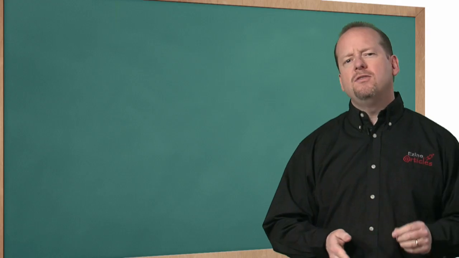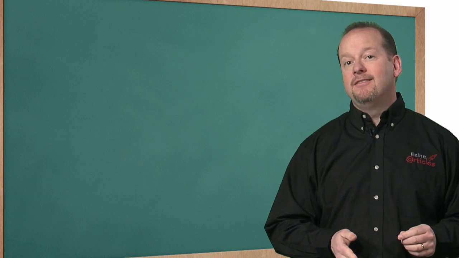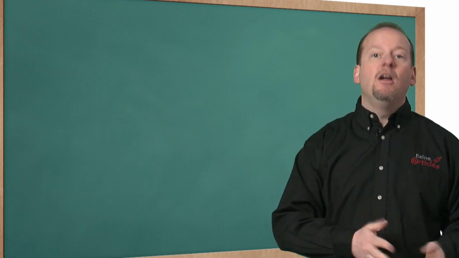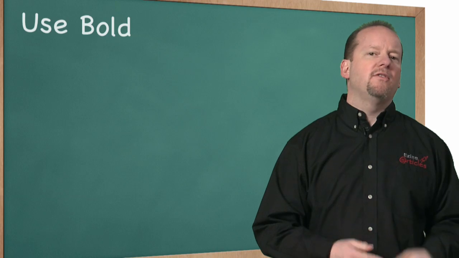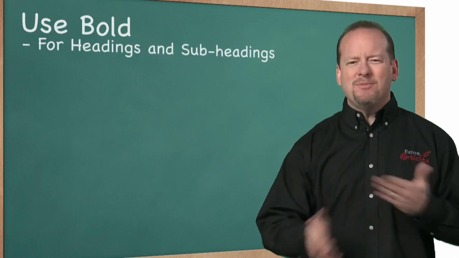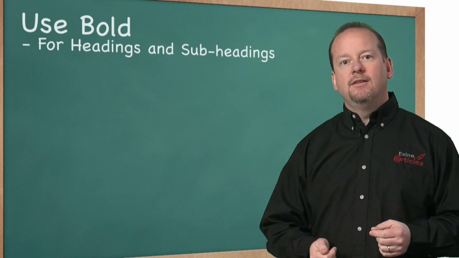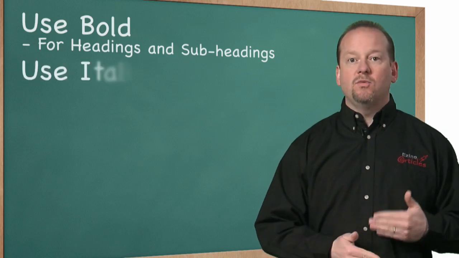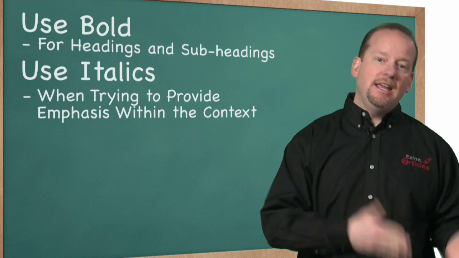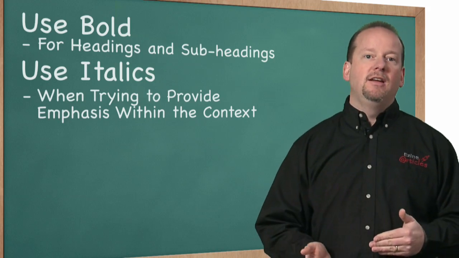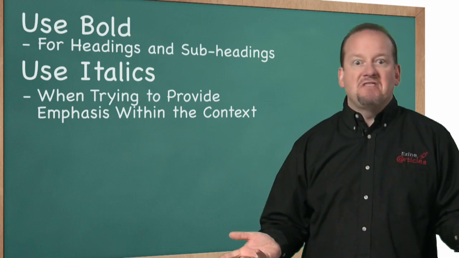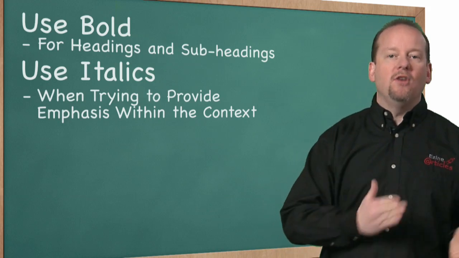So how do you know when you should use bold, italics, or underline? Well, generally speaking, article writers bold text for headings and subheadings because it provides separation for the eye when you're quickly scanning an article. Now, many writers use italics when they're trying to provide emphasis within the context of the article. Italics are basically a verbal emphasis on the written word.